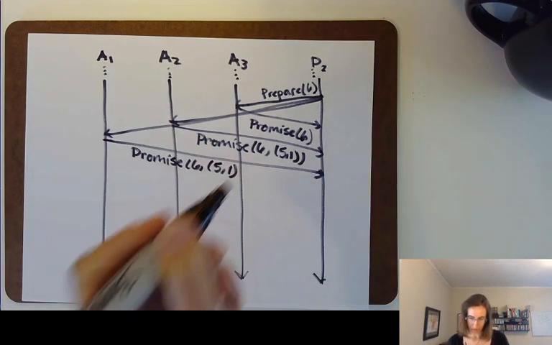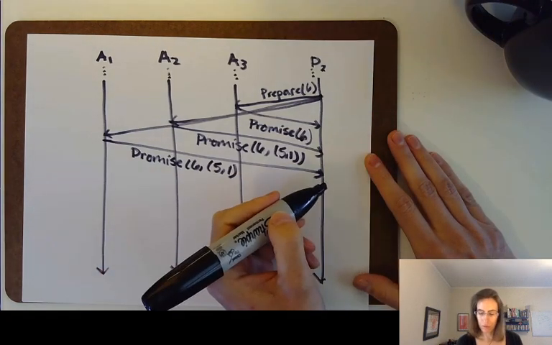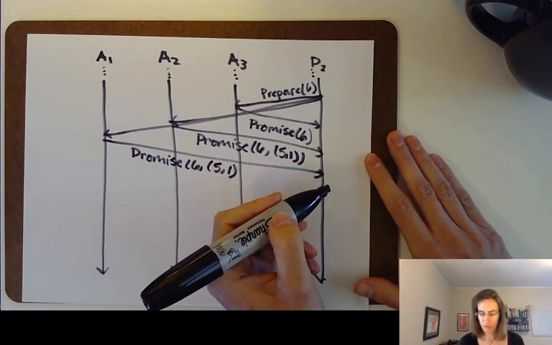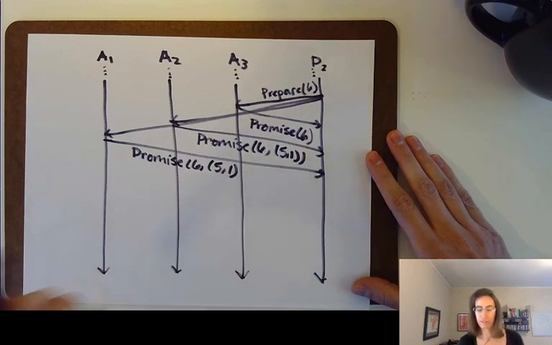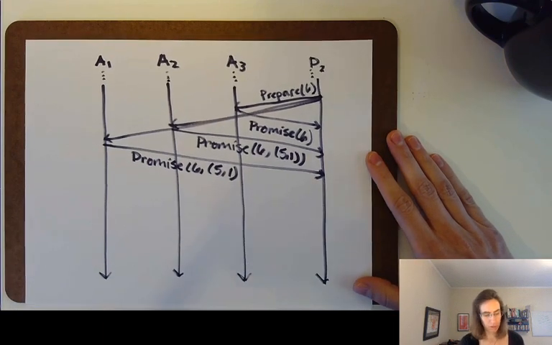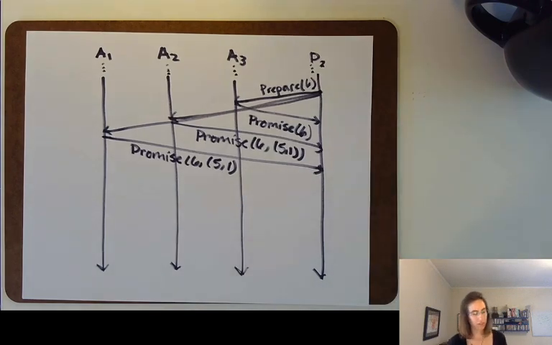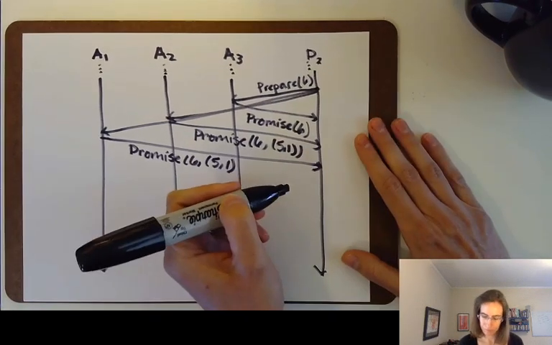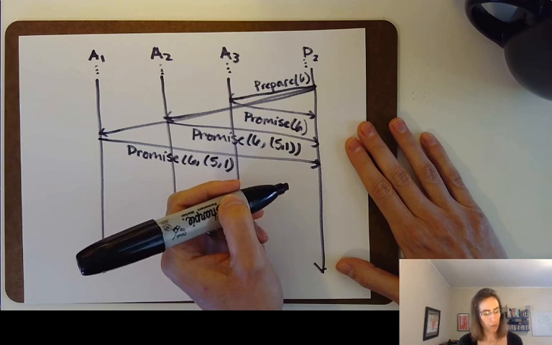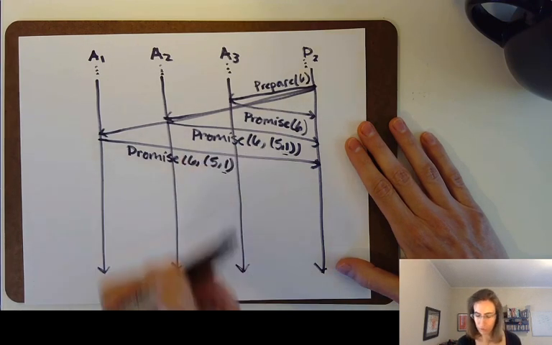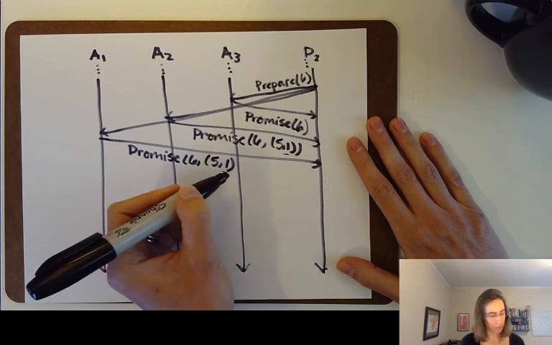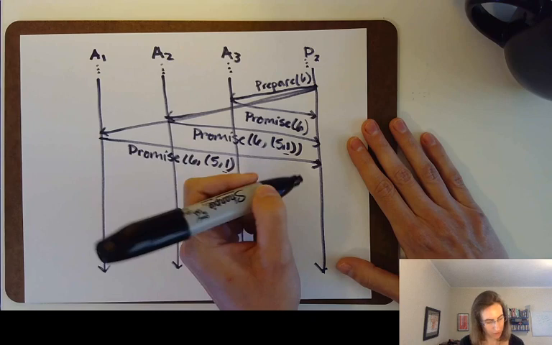Okay, so P2 can now send an accept message out, and it can send to every acceptor, but it only has to send to a majority. So let's say it sends to A2 and A3. And it's required to use this value 1, because that's what it was told was previously accepted.